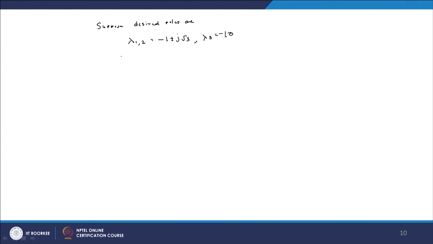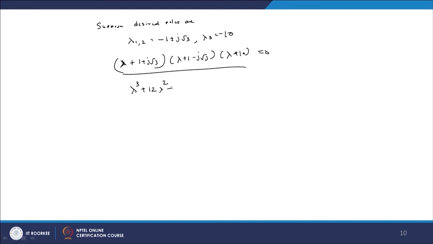Now, based on these 3 poles, we can determine the characteristic equation. The characteristic equation for these poles, which we sometimes also call eigenvalues, is: lambda plus 1 plus j root 3, lambda plus 1 minus j root 3, times lambda plus 10, equal to 0. All these 3 eigenvalues we have considered, and after multiplying these, we will get lambda cube plus 12 lambda square plus 24 lambda plus 40 equal to 0.